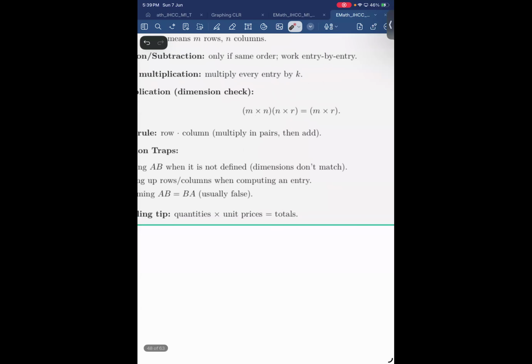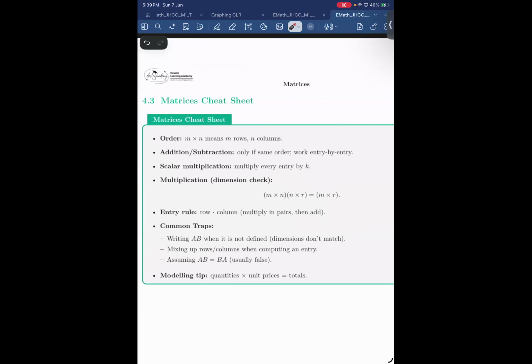Okay, so a quick cheat sheet. Order: how many rows, how many columns. Then adding and subtracting, only do it if they are the same size. The scalar multiplication you just apply to each value. Addition and subtraction you do entry-wise also, so the first row, first column you add with the first row, first column of the next matrix. Multiplication is the troublesome one.